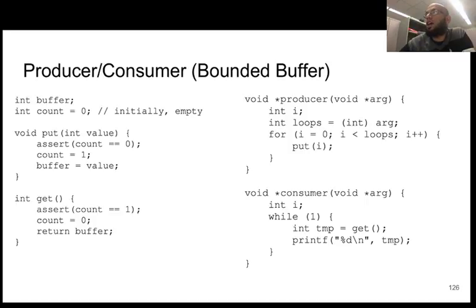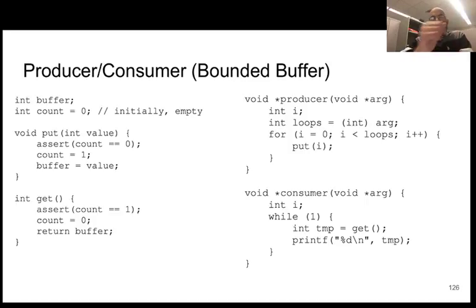So it takes arguments, and this is converted to an integer, int arg, and you store it in a variable called loops. You have int i, which is an iterator, and for i equal to 0, i less than loops, so you iterate from 0 until loops minus 1, and then i plus plus, and then you call the put function that we looked at.